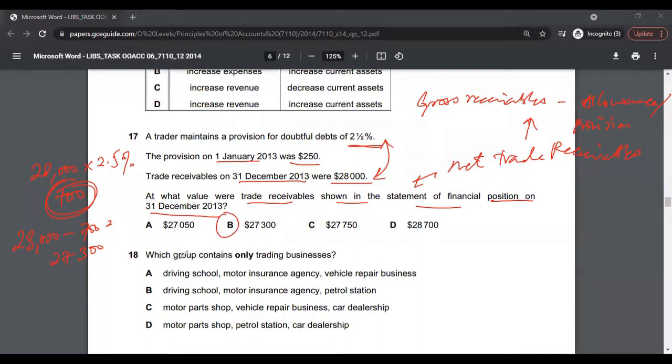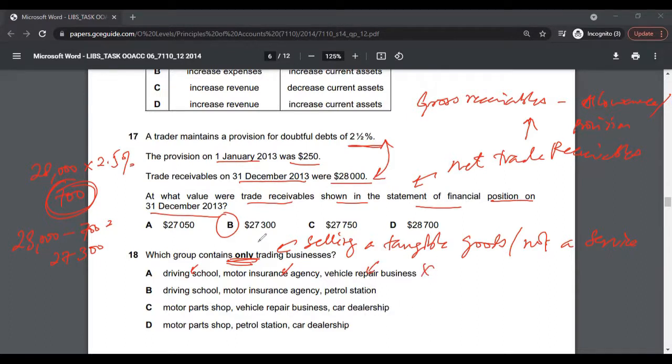Multiple choice 18. Which group contains only trading businesses? So selling a tangible good, not a service. So let's look at the options. Driving school is a service business. Motor insurance agency is a service business. Vehicle repair is a service business. So option A is incorrect.